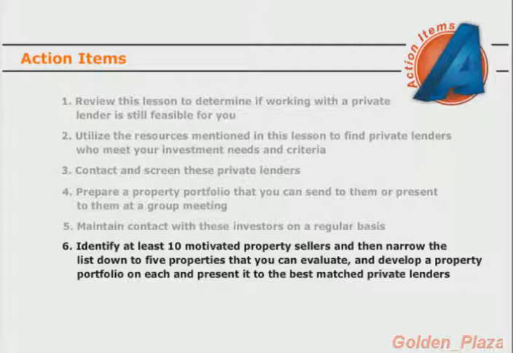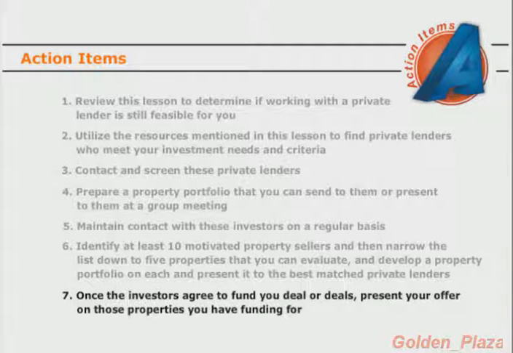Identify at least 10 motivated property sellers and then narrow the list down to 5 properties that you can evaluate and develop a property portfolio on each and present it to the best matched private lenders. And once the investors agree to fund your deal or deals, present your offer to the seller for those properties.